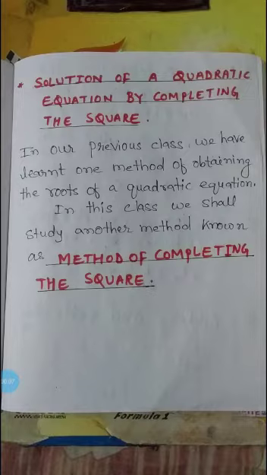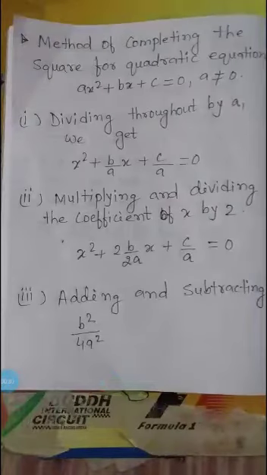Now see, in our previous class we have learned one method of obtaining the roots of a quadratic equation. What is that method? That is the method by factorization. And in this class we will study another method known as the method of completing the square. By this method we will solve a quadratic equation. Now see, what is this method?